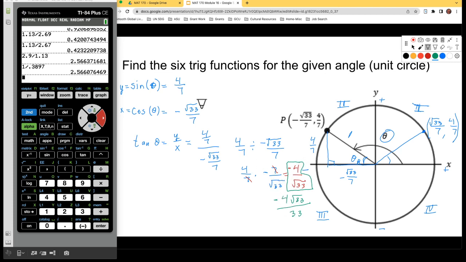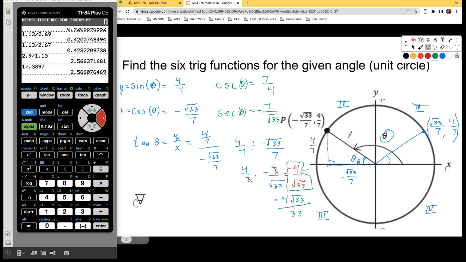Okay. So the cosecant, this is where it becomes easier. So remember, cosecant is the reciprocal of sine. So you just take the reciprocal, 7/4. Secant is the reciprocal of cosine. I guess I should have parentheses here. They don't always do that though, do they? You just take the reciprocal, so you flip it, and that's 7 over square root of 33. And we still have the negative on there.